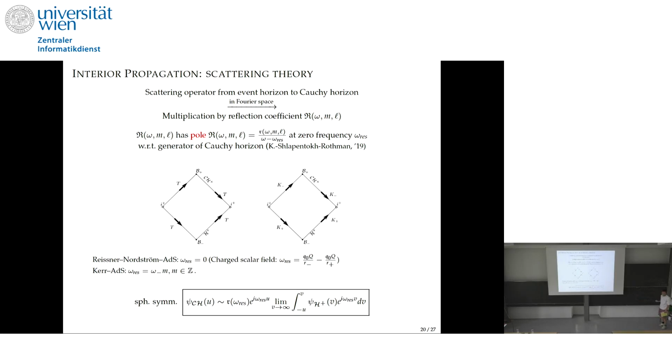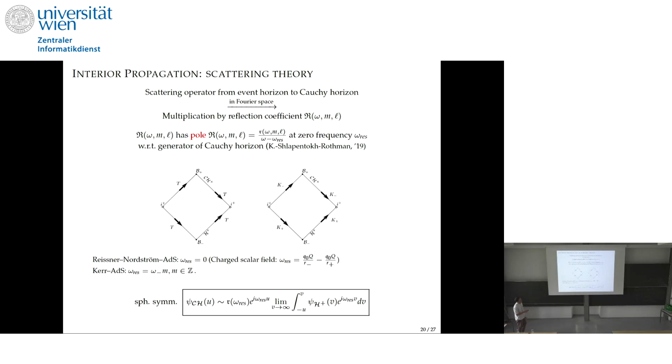But now you have this pseudo-unitary, and in fact it turns out that the scattering coefficients T and R have poles exactly at the zero frequencies associated to the Killing generator of the Cauchy horizon. In the charged scalar field case it's a little bit different, but the upshot is that both R, the reflection coefficient, and T have a pole at the zero frequency with respect to the generator of the Cauchy horizon.